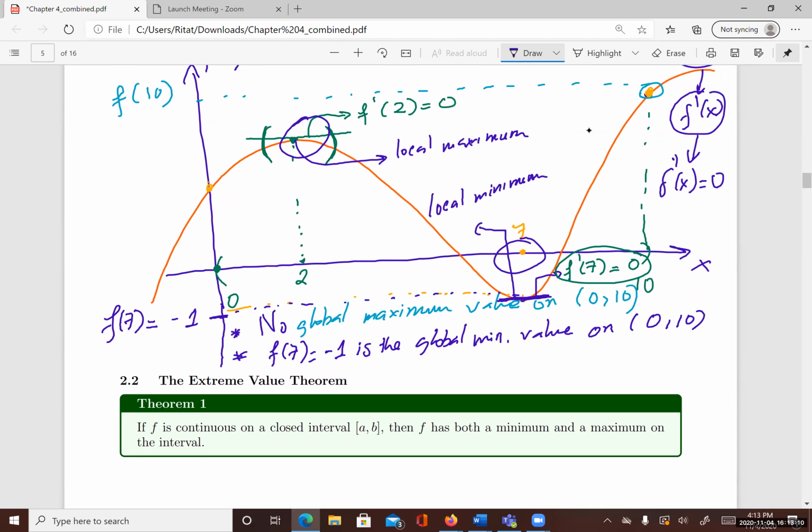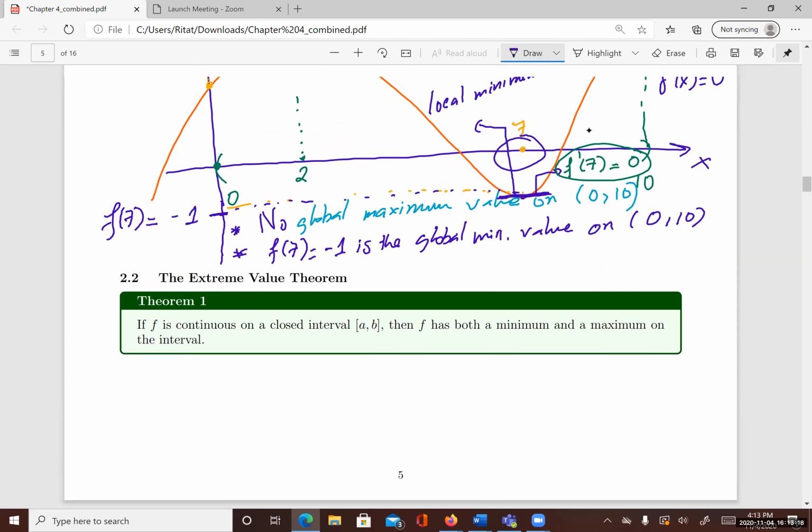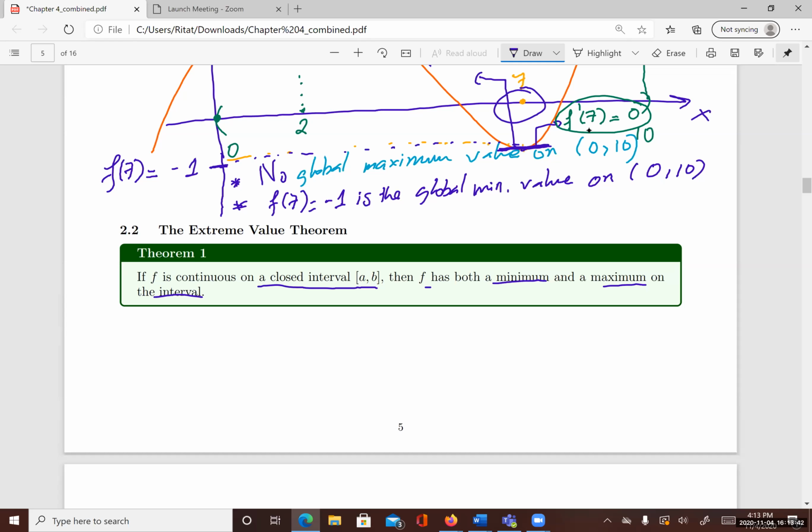So there's a theorem on the extreme values. The theorem says if a function f is continuous on a closed interval, then f has both a maximum and a minimum value on the interval. When you say both minimum and maximum, these mean the global or absolute minimum and absolute maximum values on the interval. And the reason is, let's say we have a function, right?